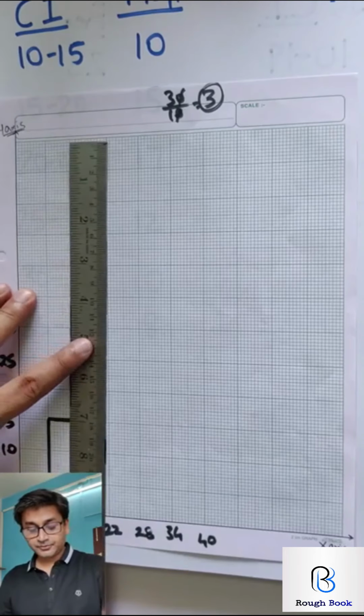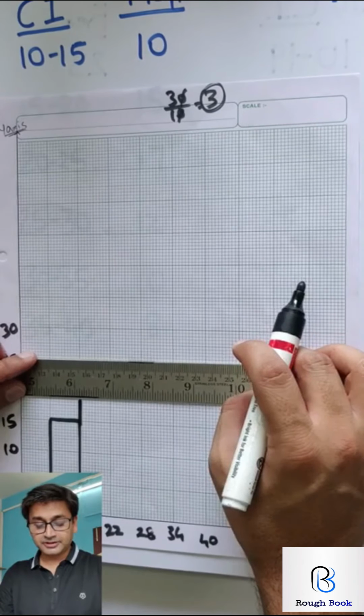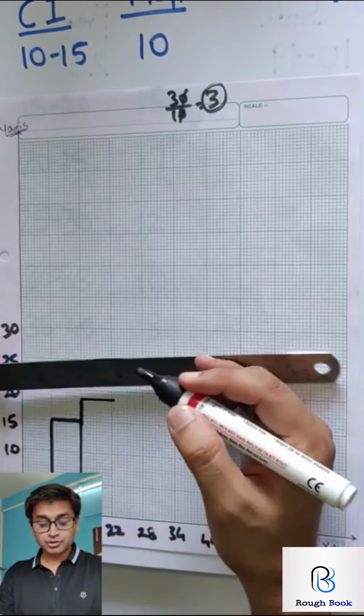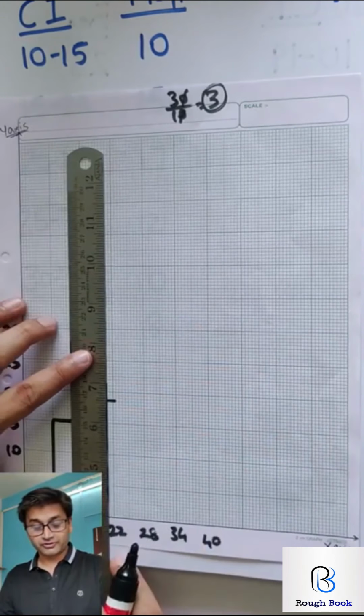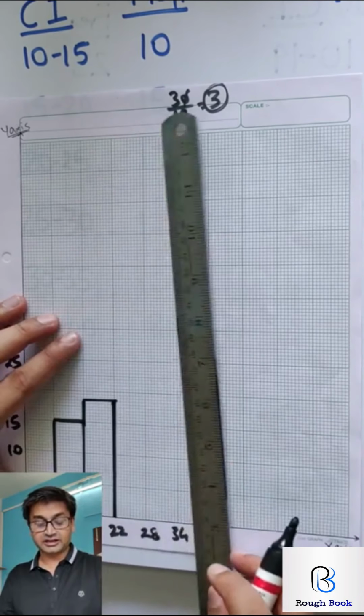I'm using a marker so that it can be clearly seen in the video, but the accuracy might be slightly off here and there. You are supposed to use a pencil in the boards. Markers obviously you are not going to use. So please see to it you use pencils while doing the sums right now also.